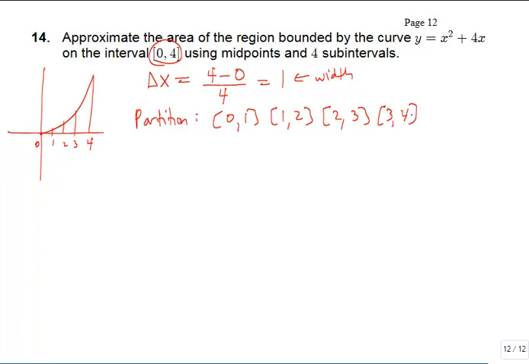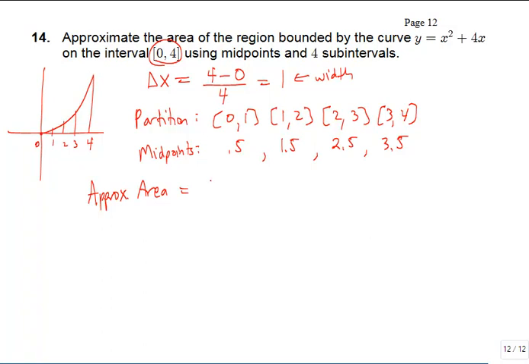Now here's what's different. Instead of using a right or a left endpoint, we're going to use midpoints on each subinterval. So what would be the midpoint on the interval 0 to 1? What's the midpoint between 0 and 1? 0.5. What's the midpoint between 1 and 2? 1.5. What's the midpoint between 2 and 3? 2.5. And what's the midpoint between 3 and 4? 3.5.